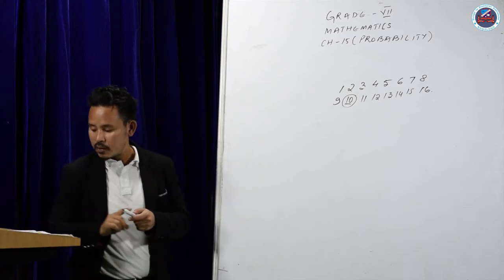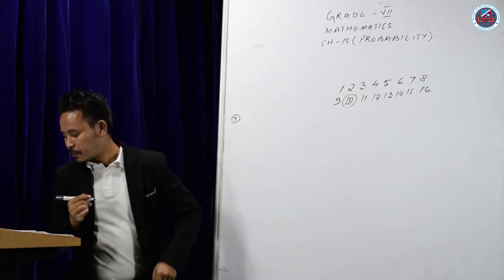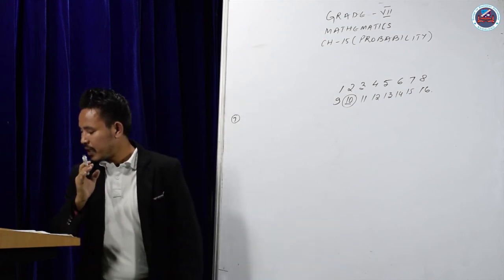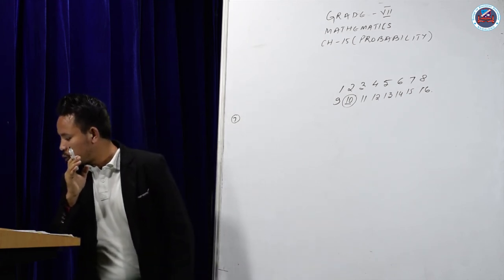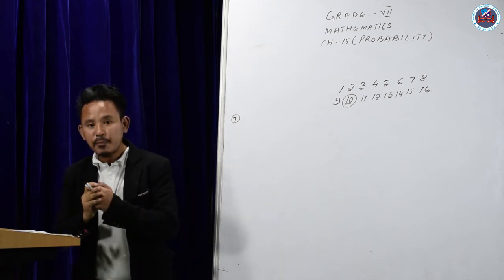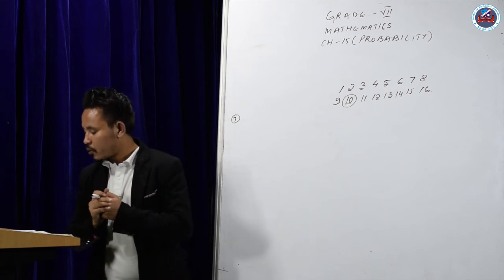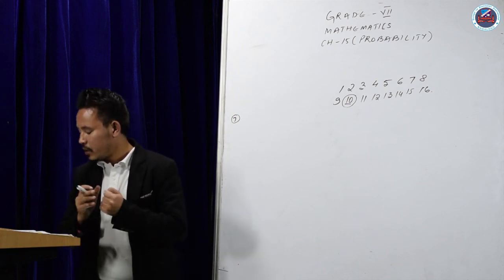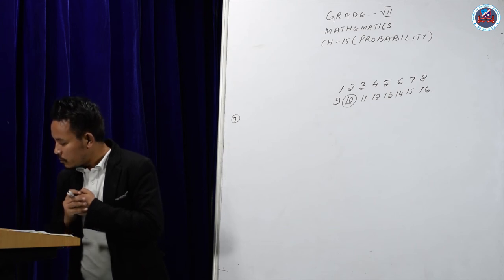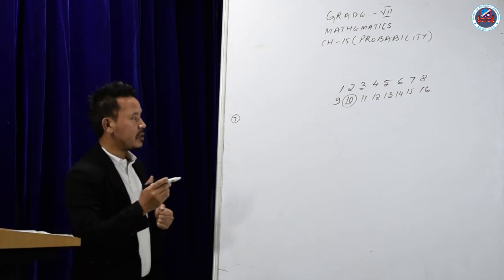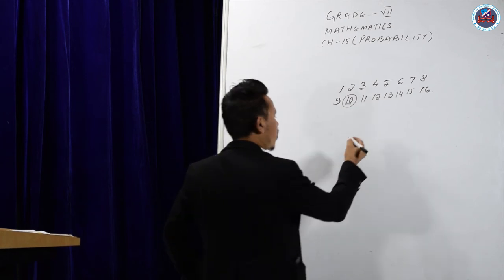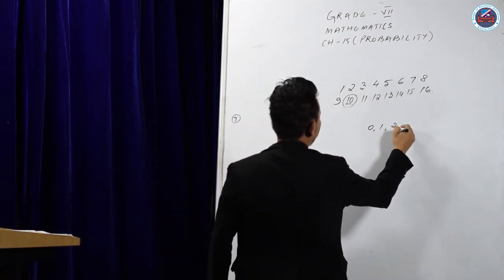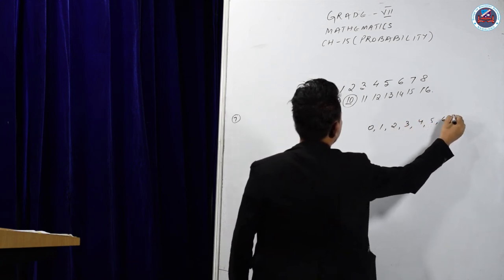Question number 7 says, a computer generates a single digit random number. It could be any number from 0 to 9. So find the probability that it is 0, that is A, not 0, that is B, a multiple of 3, that is C, 3.5, that is D, and E, less than 7. So the computer generates a random number from 0 to 9, that is 0, 1, 2, 3, 4, 5, 6, 7, 8 and 9.